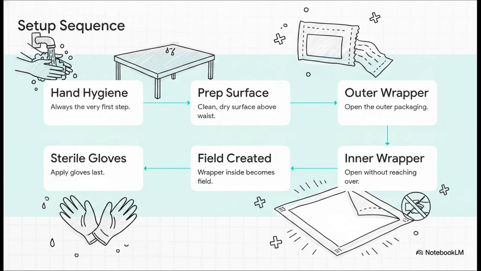You carefully open the outer wrapper and then you open the inner sterile wrapper. But here's the kicker for step 4. You do this without ever reaching over the field. Once opened, the inside of that wrapper literally becomes your sterile field. And the very last step in setting up, applying your sterile gloves. Hand hygiene first, sterile gloves last.